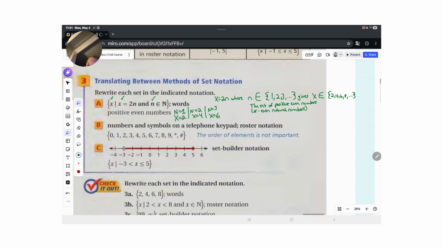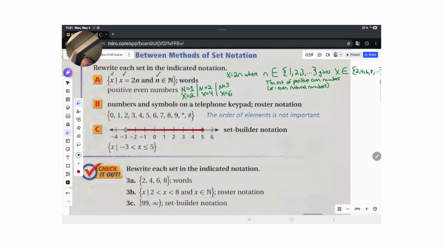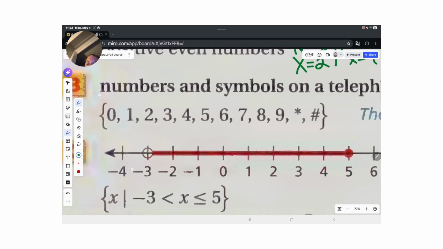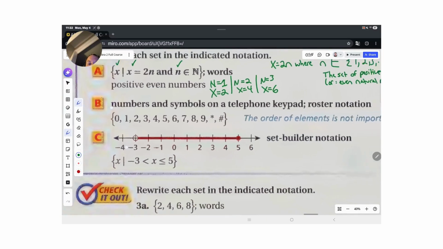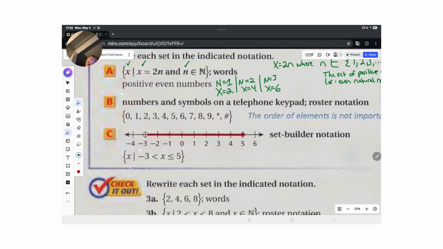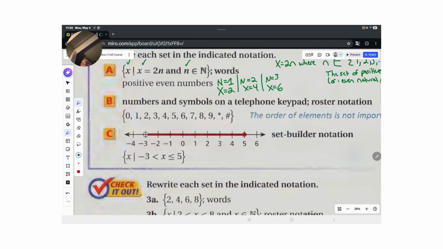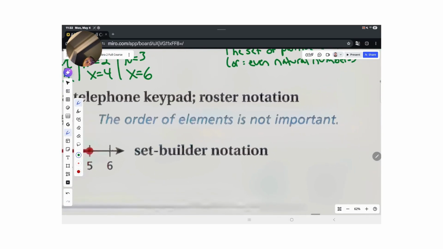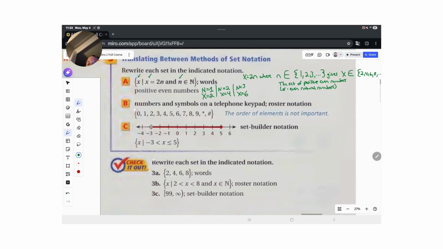All right, let's look at 3B. Numbers and symbols on a telephone keypad, roster notation. All right, and here we see 0, 1, 2, 3, 4, 5, 6, 7, 8, 9, star, or asterisk there, pound, star, pound. Okay. So here we're going to list all the elements of this set between the braces, and I want you to note that the order does not matter. There's our little note there, in set notation, right?